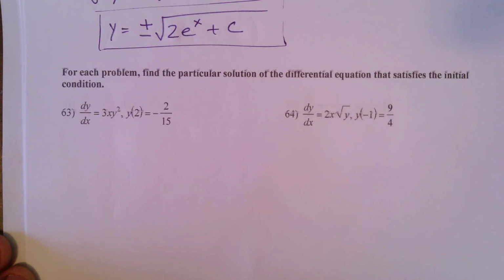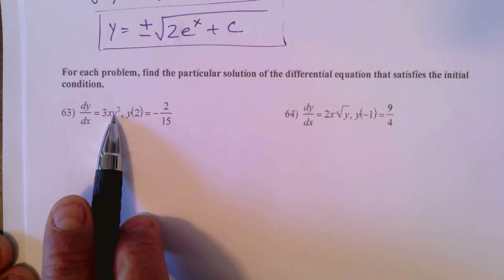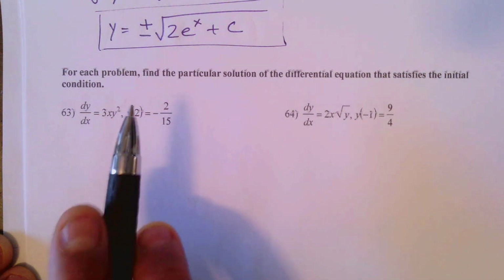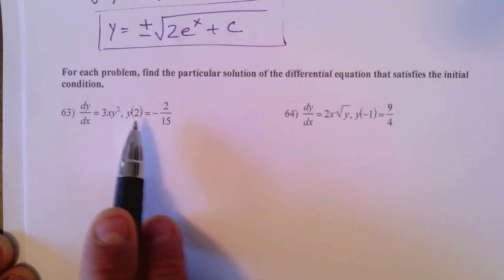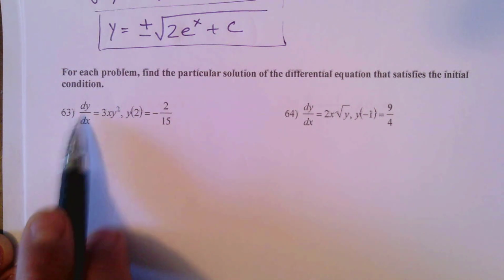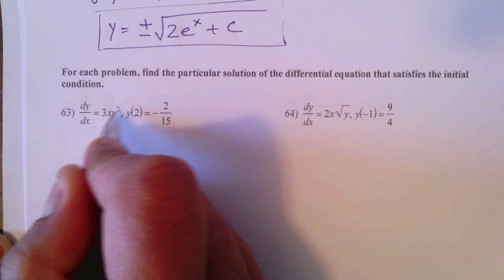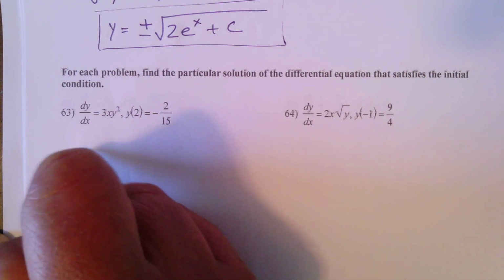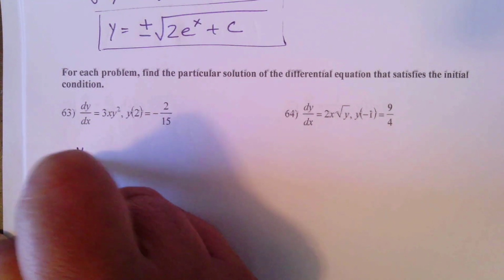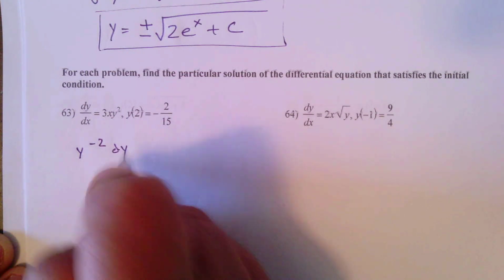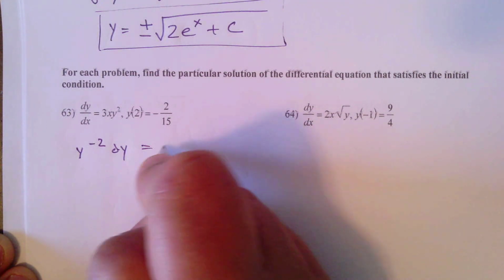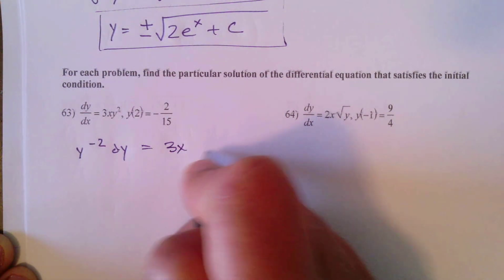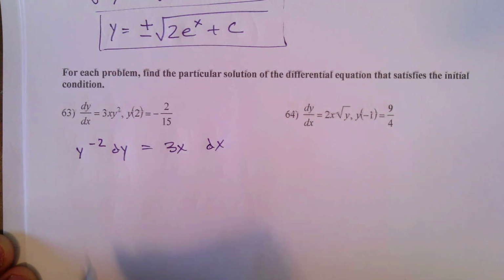Starting with 63, now we're going to solve differential equations, again using particular solutions, and we have to split these x's and y's up. So let's solve it first, then we're going to plug in to find what the value of c is. We want to take the y squared over to the left side, so we're going to divide by y squared. That's going to be the same as y to negative 2 dy. We could write it as 1 over y squared, but we want to use the power rule, so we're going to set it this way. And the 3x is going to stay on this side. We multiply it by dx. Now we have it ready to go.